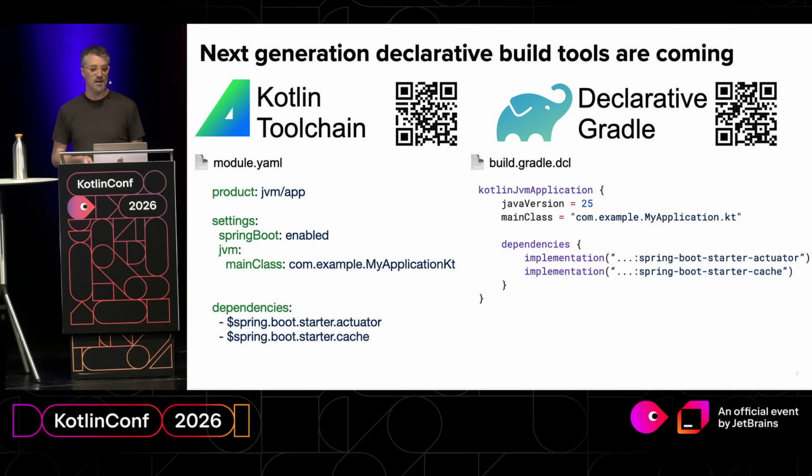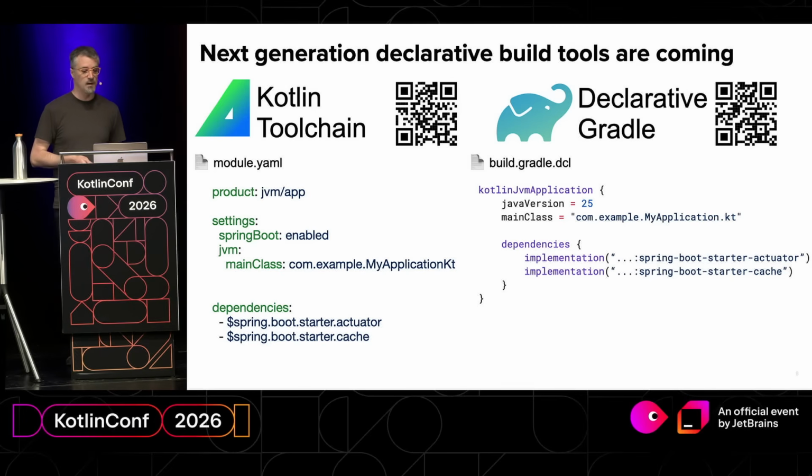Some next generation declarative build tools are coming because it's cool to be able to write builds in Kotlin, but with GenAI and other constraints, it's even better to have declarative builds. And so you may have seen that Kotlin toolchain, previously called Amper, is now supported, but more for simple projects. So I would not advise using it, at least nowadays, for your Spring Boot project.